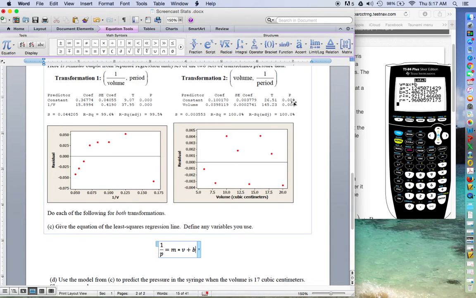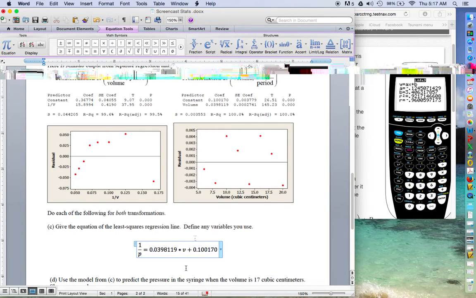We don't know what t and p are yet. That's next semester. Standard error of the coefficient, I don't think we even use much next semester, maybe once in a while. Predictor, constant, volume. Constant and volume are things I recognize, and coefficient is a word I know. So constant must mean the y-intercept, so this must be this number right here, 0.100170. And volume is the x variable for this model, so the coefficient means the slope. So that's 0.0398119. So there's our new regression model.